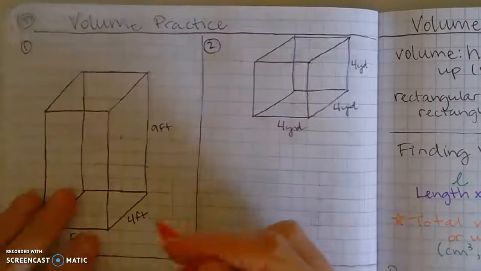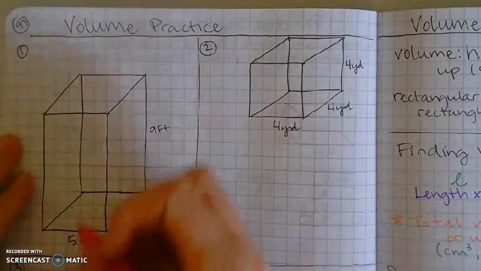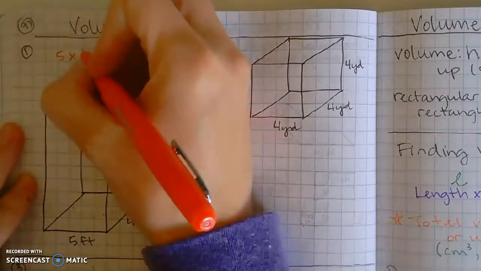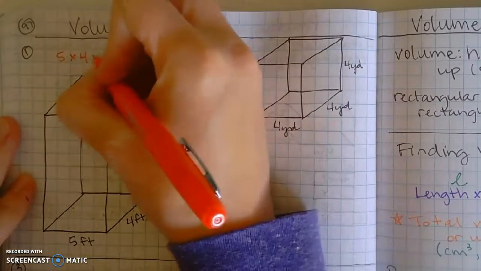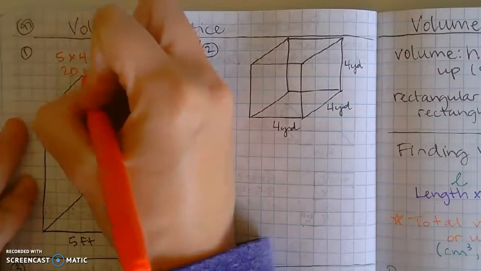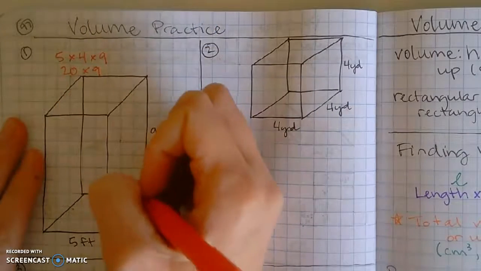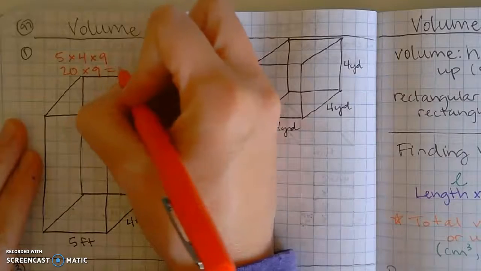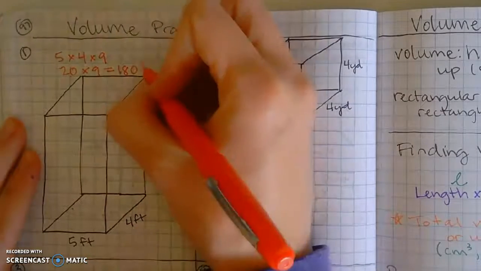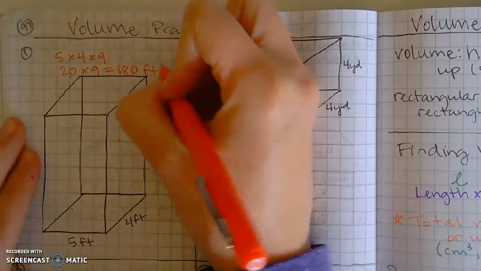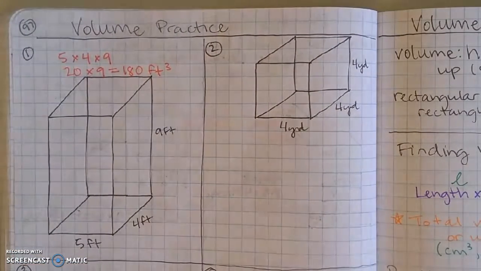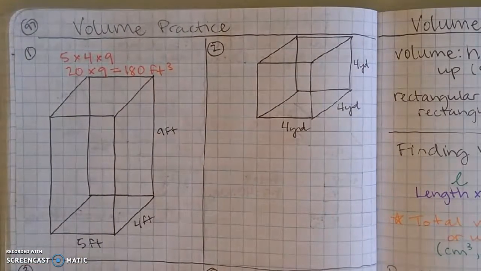So I know length times width times height. So the length is 5 and the width is 4 and the height is 9. So that's going to turn into 20 times 9. Well, that's an easy one. 2 times 9 is 18, and I'm going to add that 0 back on. And my unit of measure is feet cubed. Okay, so if you got that right, give yourself a good old pat on the back.